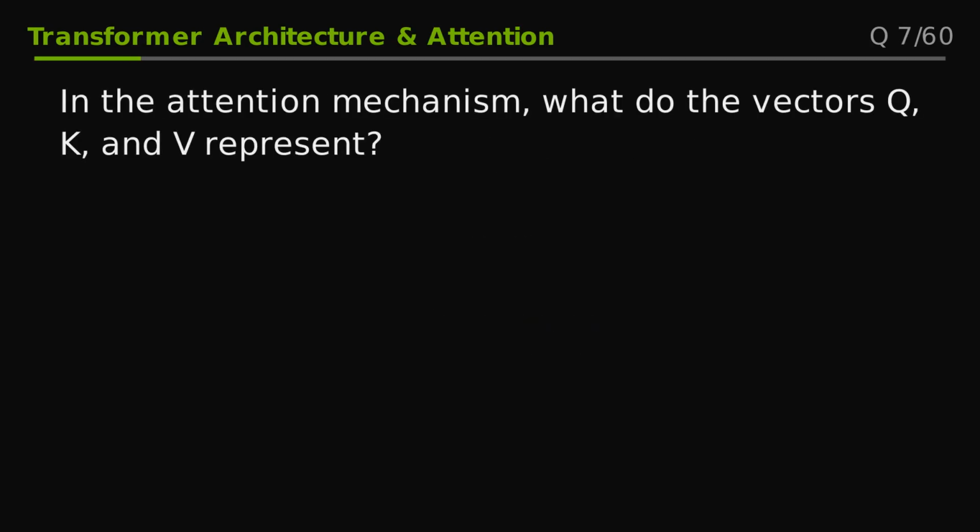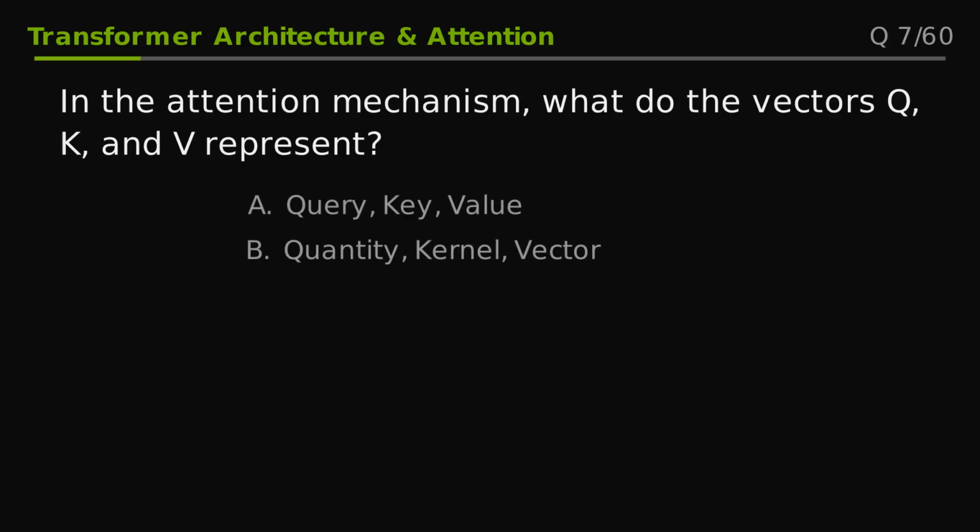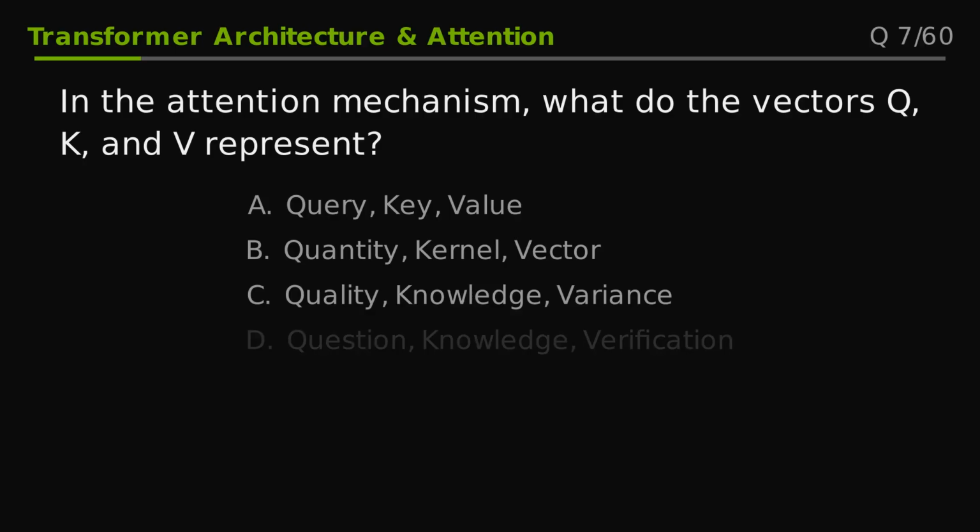Question 7. In the attention mechanism, what do the vectors Q, K, and V represent? Option A. Theory, key, value. Option B. Query, key, value. Option C. Quality, knowledge, variance. Option D. Suggestion, knowledge, verification.